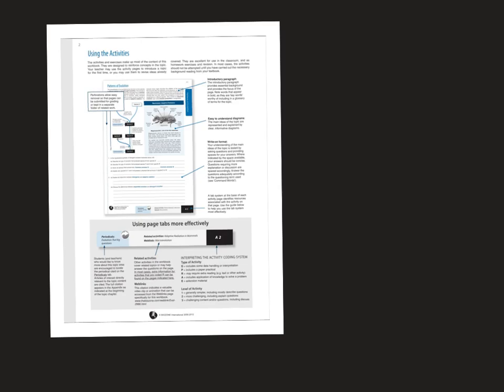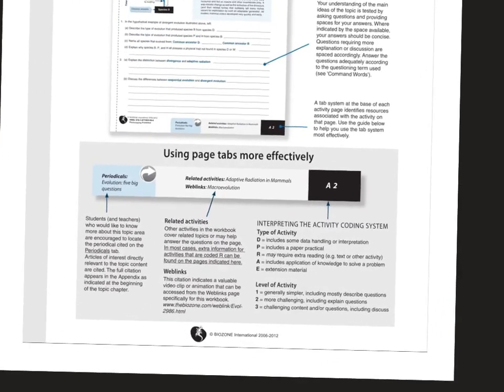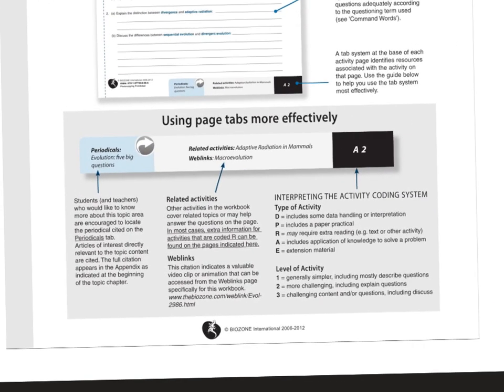All right, so again, when you're looking at the activity page, they tell you there's some related articles. You can look up the word macroevolution in this case, or the evolution five big questions. You can look these things up. You don't have to go to any specific web page. You can just go ahead and do a Google search on it. My bet is there's a Khan Academy on the five big questions of evolution.